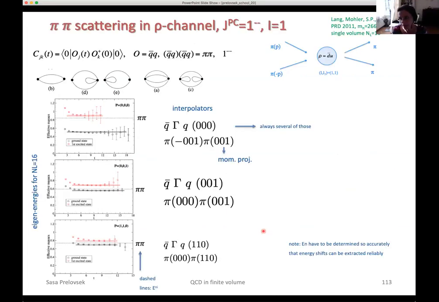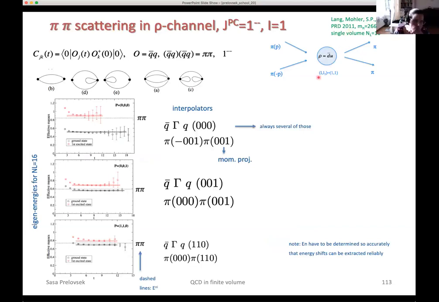Pi-pi scattering has been done by many lattice groups. It's in the rho meson channel where the rho resonance appears. It's not because it's the most interesting resonance, it's just because it's the easiest. So it's very difficult to choose which simulation to present. I decided to present our own, which was done a long time ago, in 2011. It's a little bit primitive by current standards. Now these simulations are done much better, but maybe this is good for school.